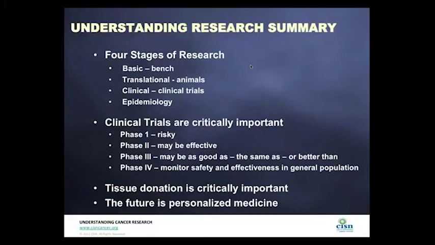We've talked about clinical trials, phase one, phase two, phase three, and four. Phase one is risky. Phase two may be effective. Phase three may be as good as, the same as, or better than. That's the whole purpose of putting them through. And phase four is to monitor safety and effectiveness. We talked a little bit about tissue donation and a little bit about personalized medicine.